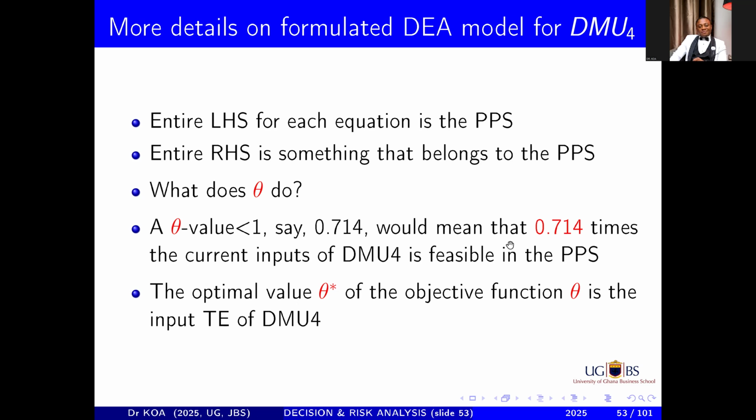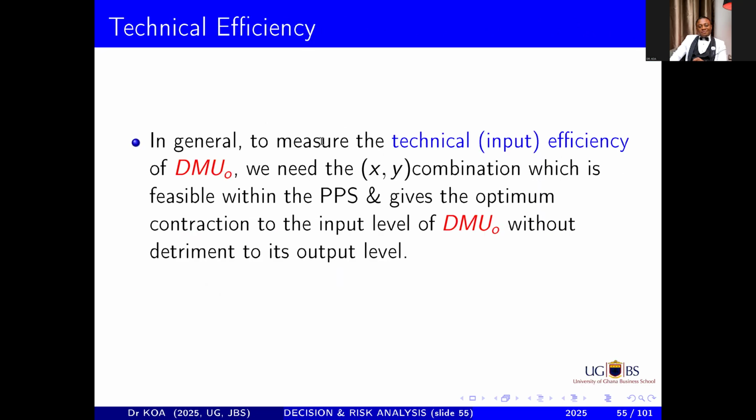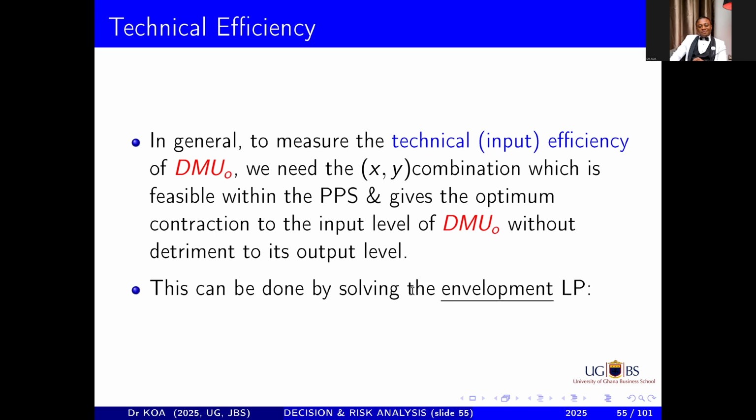Now, once you have gotten the value, it becomes optimal. That's why we said the optimal value of theta, the objective function, becomes the input efficiency score for this. So this whole graphical thing is what we are just saying. In general, we can write a complete efficiency model without a specific one like DMU4. We can now write a general technical input efficiency of a company like this. This can be done using the following linear programming.